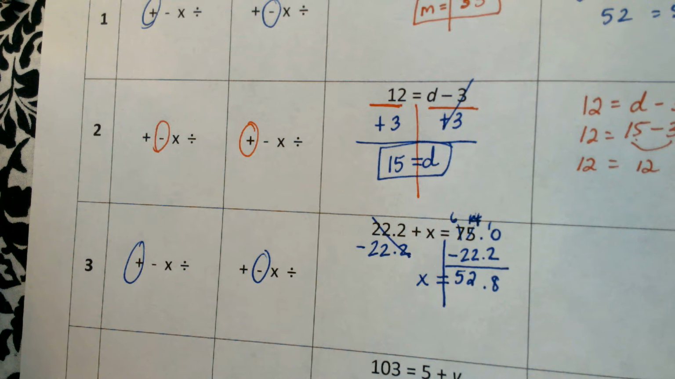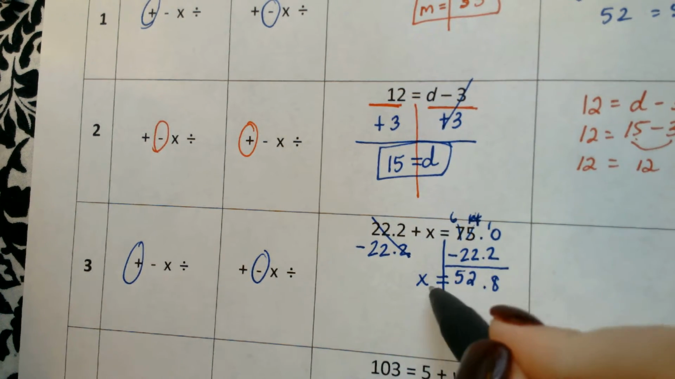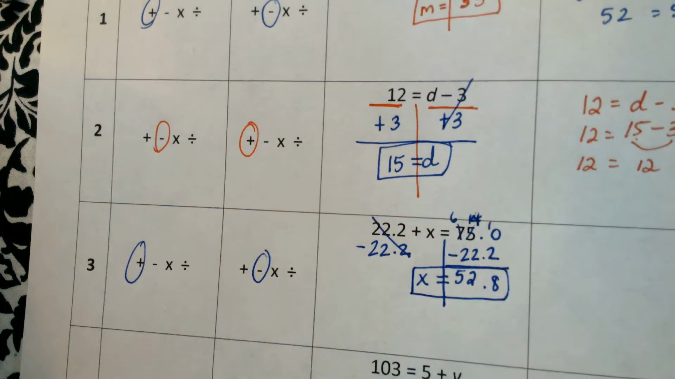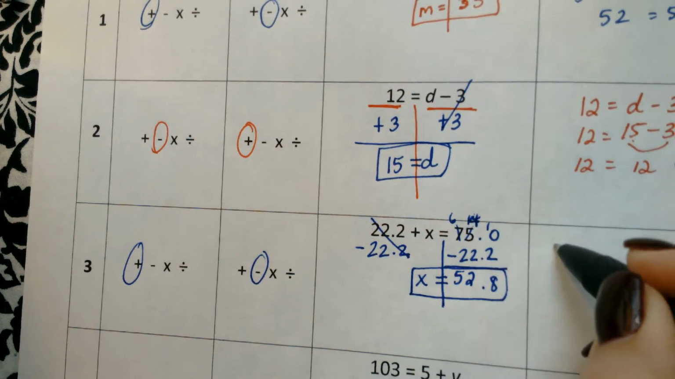52.8 and 22.2 gives you your 75, because 50, 60, 74, and then 0.2 and 0.8 gives you 75. So that is correct. X equals 52.8. So now I'm going to plug in my answer.